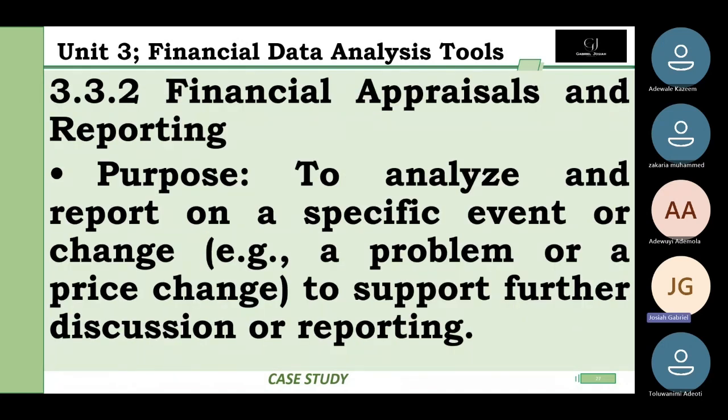So that's it for financial forecasting and budgeting. Please, if you have any questions, interject freely.